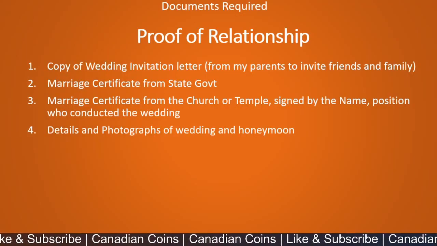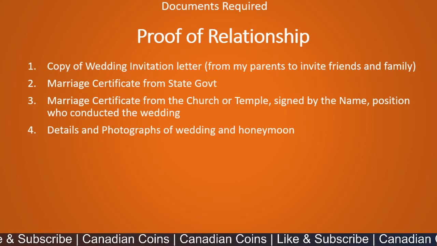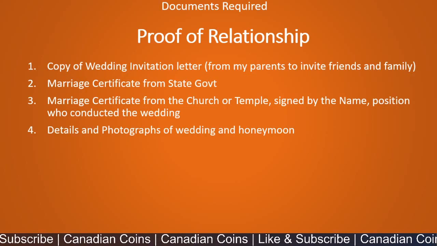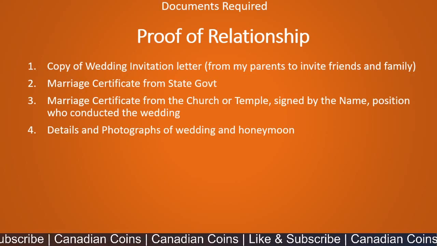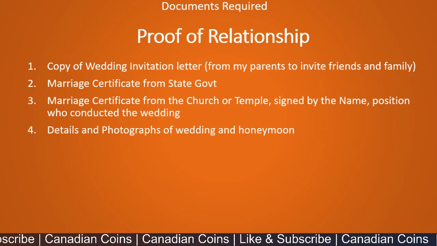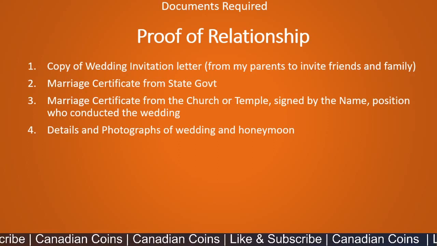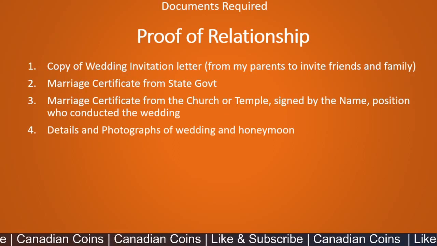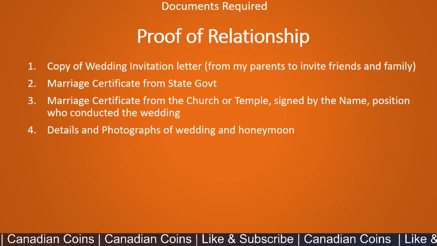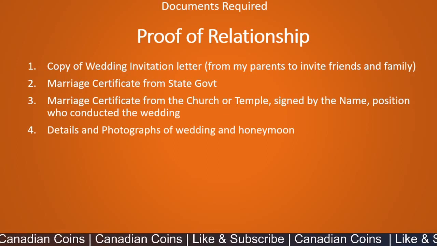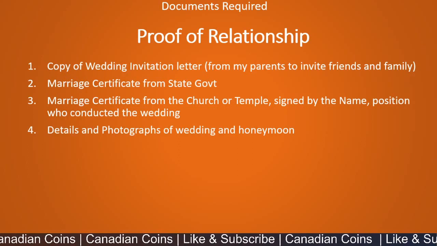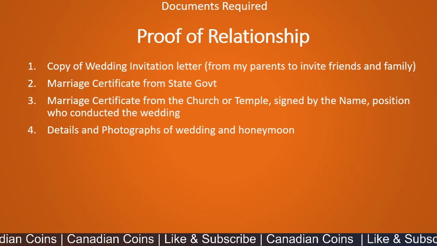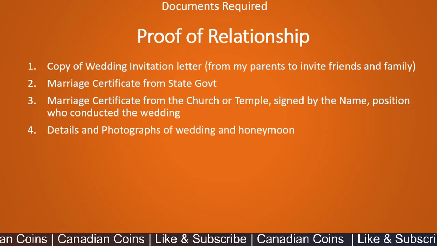Next is the proof of relationship. This is very important if you have recently married, like less than a year ago, so you have to prove you are in a marital relationship. I suggest giving a copy of your wedding invitation letter, the marriage certificate from the state government, the marriage certificate from the church or temple where the marriage was conducted, signed with the name and position of the person who conducted the wedding, and details and photographs of the wedding and honeymoon to prove your relationship is genuine.